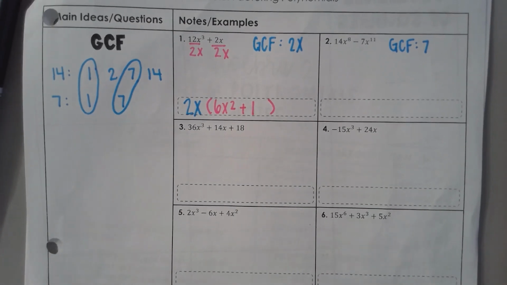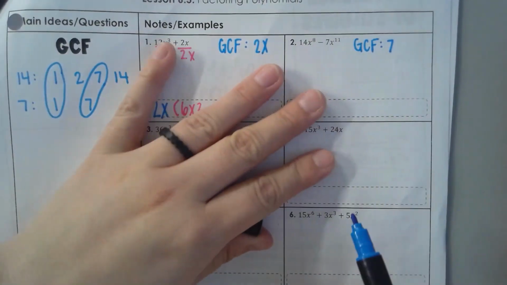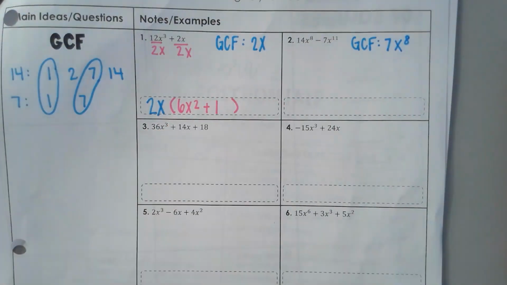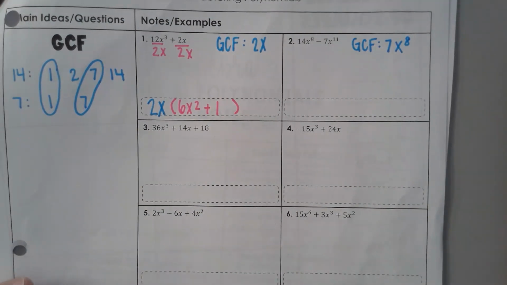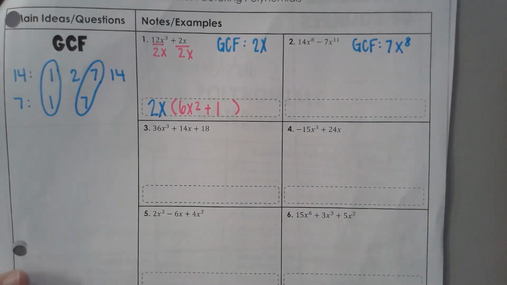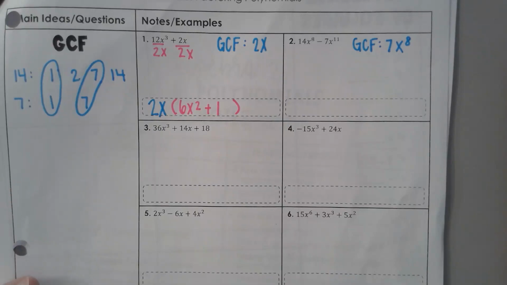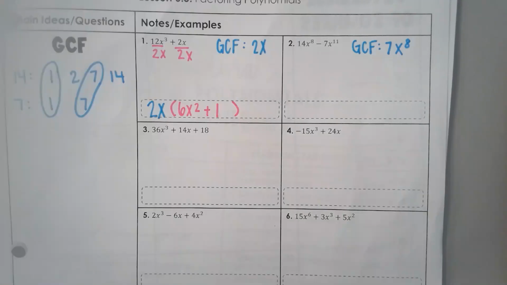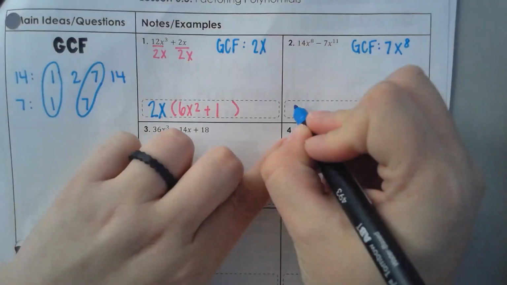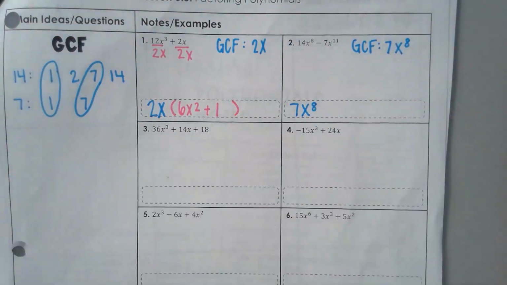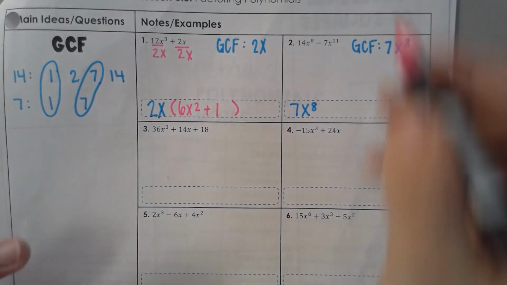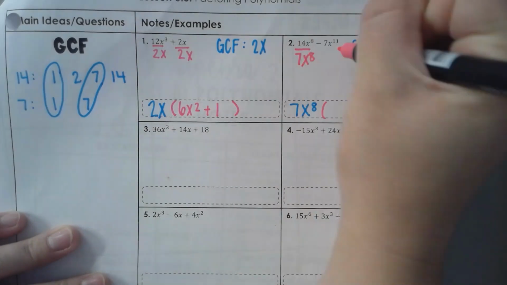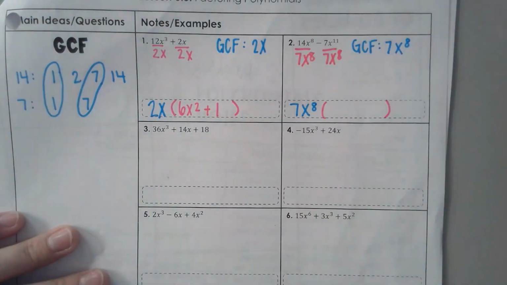And then how many x's do they have in common? 8. X to the 8th. If I were to write out 8 x's on top, and write out 11 x's, and circle, I would be able to circle 8 times. Just like I did right here. So I have 7x to the 8th. Then I have to figure out what's going to be left. And I do that by dividing out my GCF.